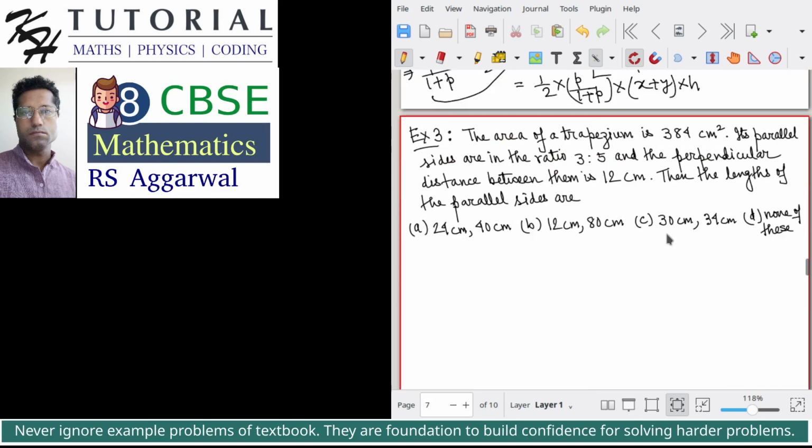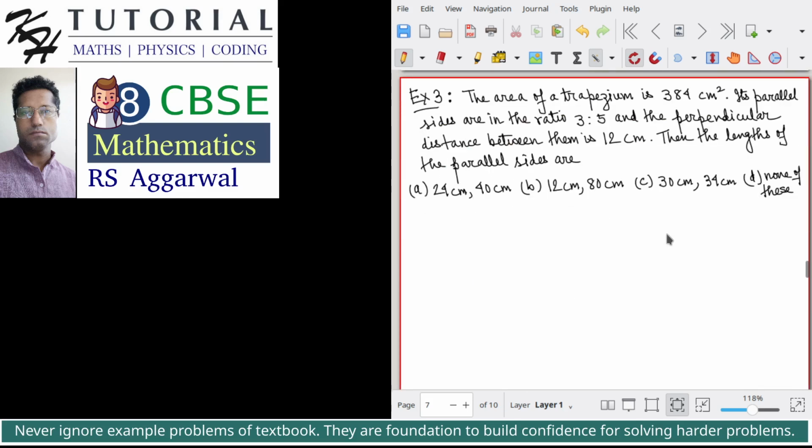Okay, let's do the next problem. The next problem says that the area of a trapezium is 384 centimeter square. Its parallel sides are in the ratio 3:5, and the perpendicular distance between them is 12 centimeter. Then the lengths of the parallel sides are. We have to find the length of the parallel sides.